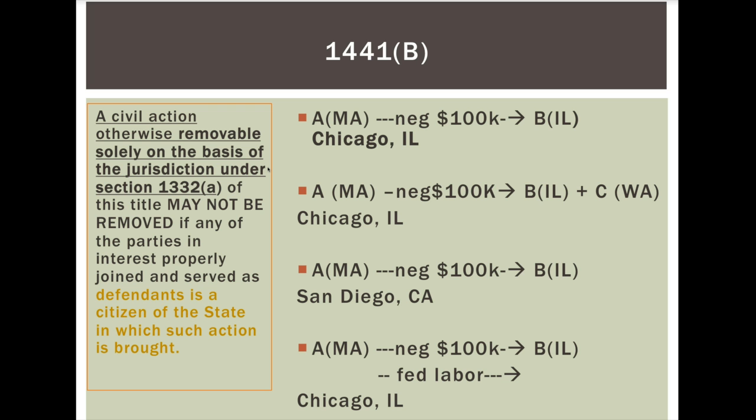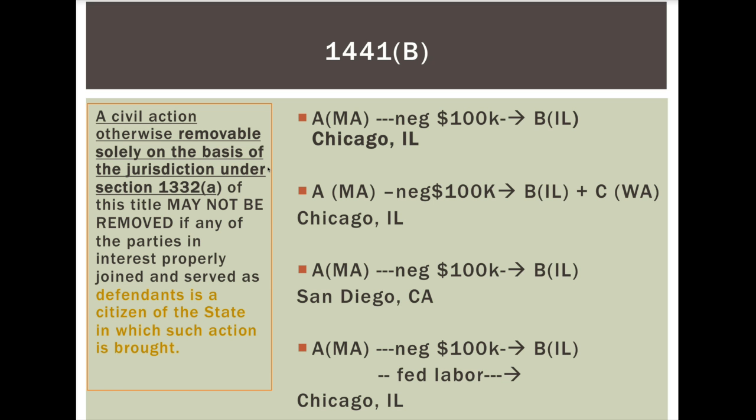Now, one last scenario, similar to what we've talked about before. There's complete diversity, but now we're adding one more claim. Importantly, this claim for a federal labor cause of action would arise under 1331 SMJ, because as you know, if there's a federal cause of action, there is 1331 SMJ. So B is still a citizen of Illinois, where the cause of action was filed. Is this barred from removal? The answer is no, because in this case, federal SMJ is not solely because of 1332. There is an additional 1331 claim, so that is also removable. So the last 2 situations are removable.